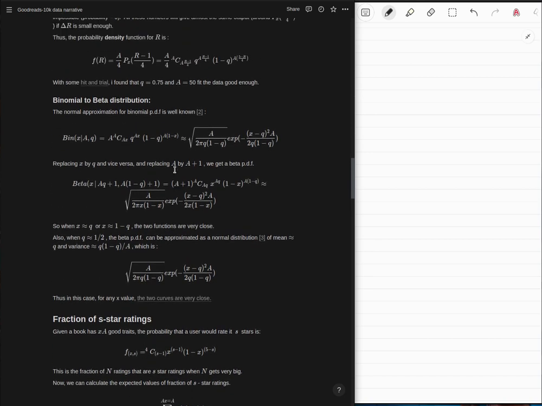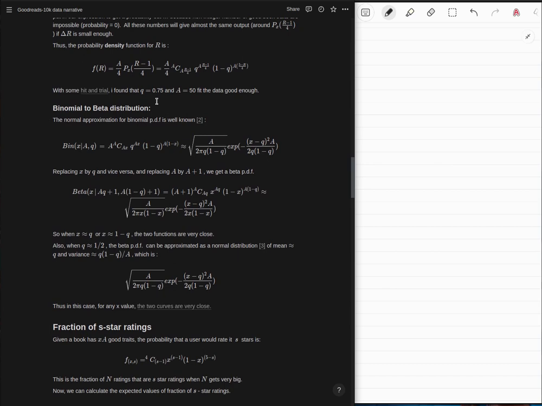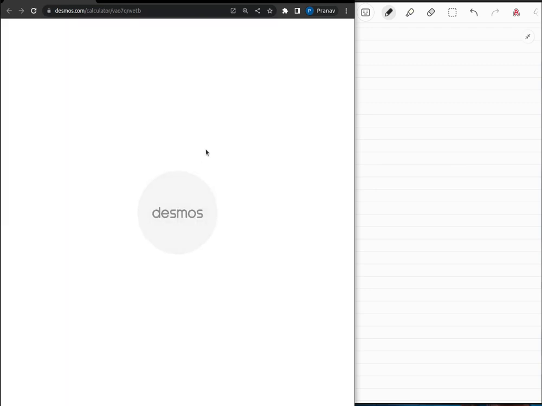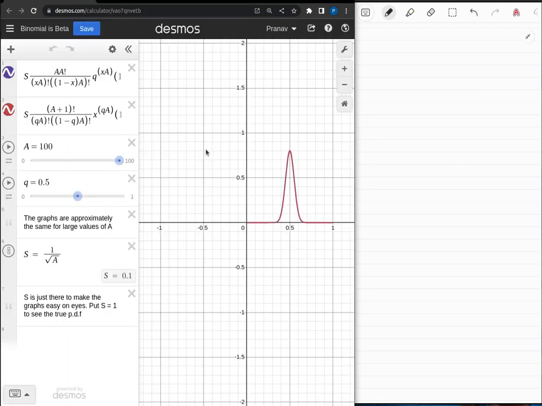But first, another interesting thing I noticed, which you all have noticed, of course, is that the binomial and beta distributions fit quite well. They are very close to each other. In fact, I'm going to show you a bit of a demonstration, and then you will understand what I went through when I discovered this. So these are our two distributions. One is the binomial distribution, this purple one, and this red one is the beta distribution. We are looking at q equal to 0.5. This is when in fact they are the closest. So yeah, s is there just to make the graphs easy on the eyes.